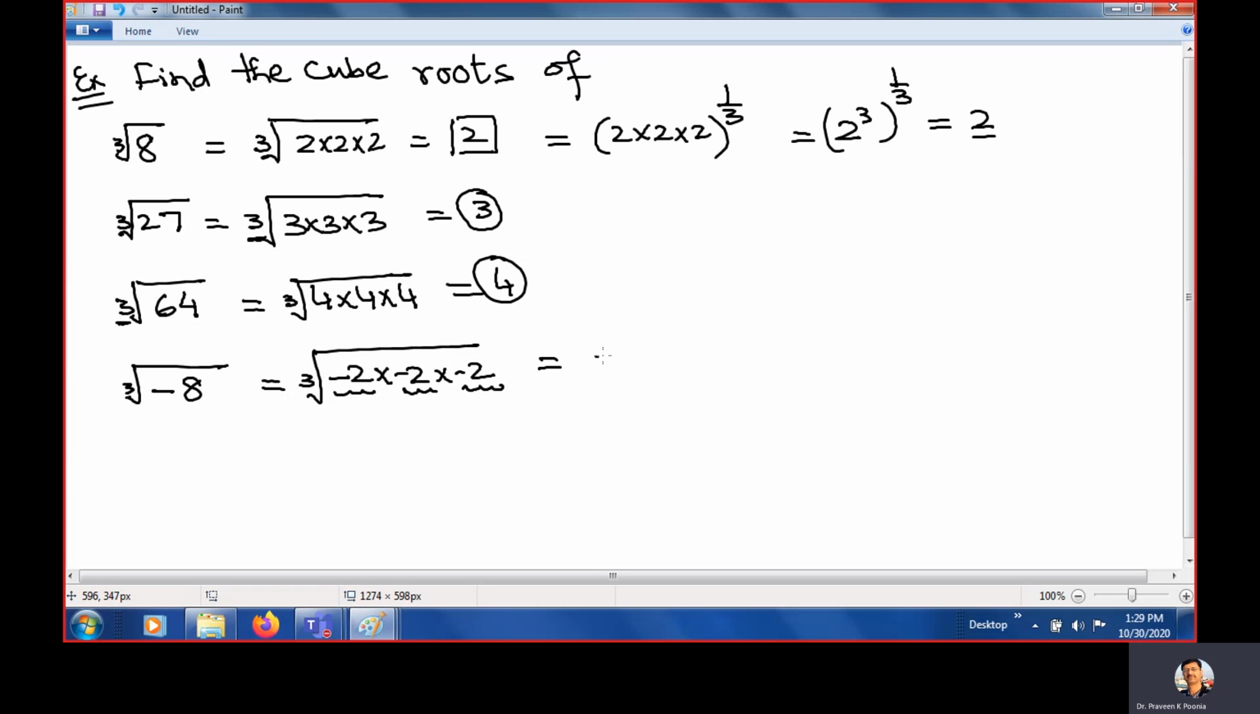So what is the answer? The answer is minus 2, the cube root of this. 1 will come out because we need 3 parts. Yes, we are having 3.